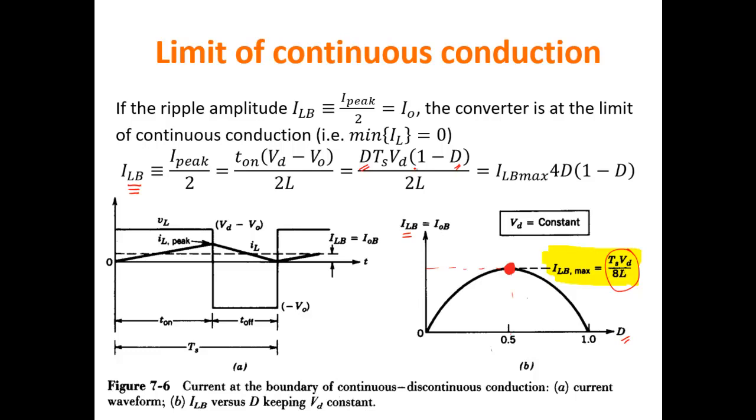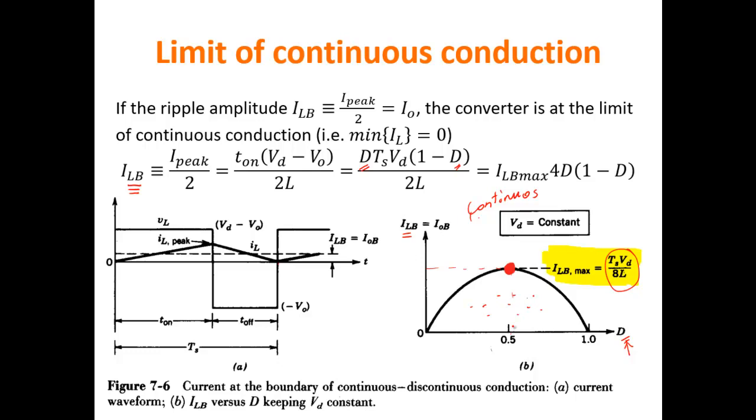So the boundary between continuous and discontinuous conduction depends on D, which means that it depends on the output voltage, and we know what type of dependence. So for current above this, we are in continuous conduction. On this line, we are at the boundary between continuous and discontinuous conduction, which means that the minimum of the current through the inductor is exactly 0.